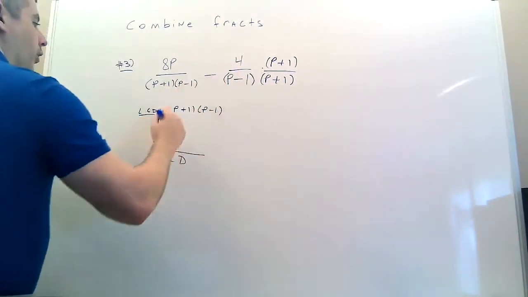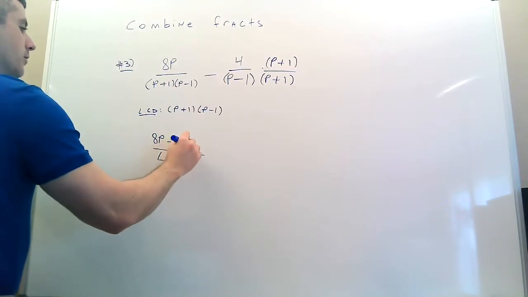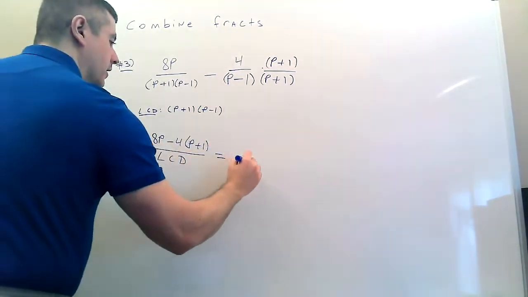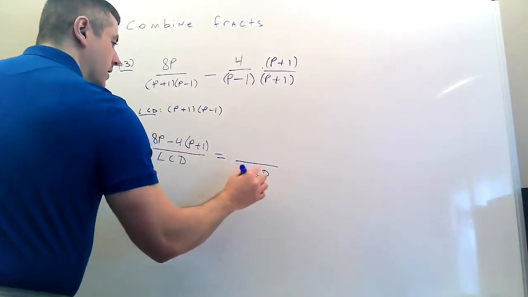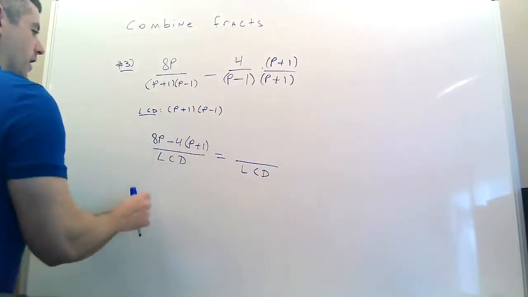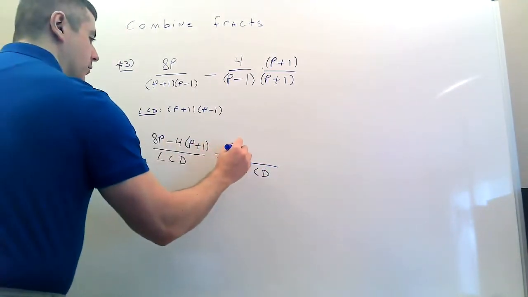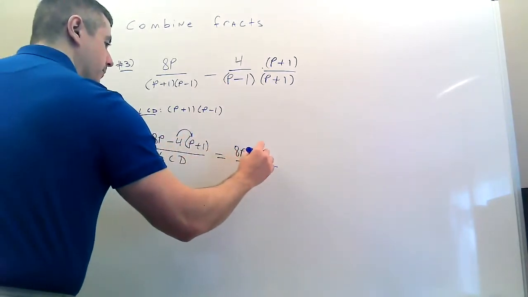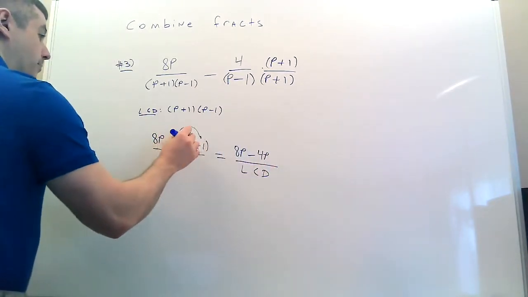And now negative 4 times p plus 1. That's what's on the top. Again, LCD is not changing. It's p plus 1, p minus 1. It's not writing it. 8p stays there waiting. What is it waiting for? It's waiting for you to go multiply negative 4 times p. And then negative 4 times the positive 1.